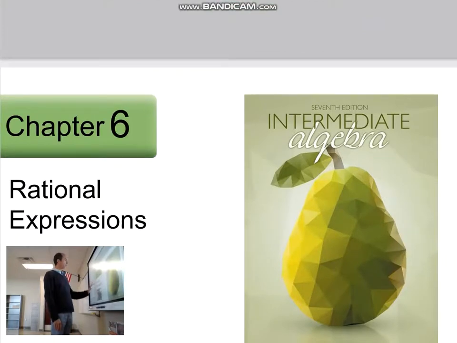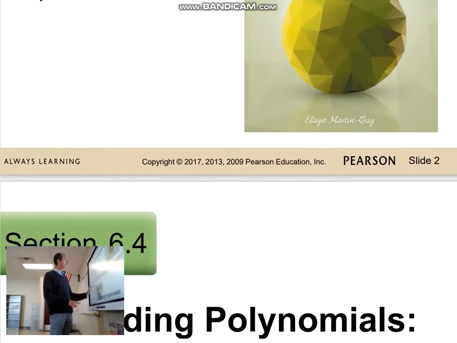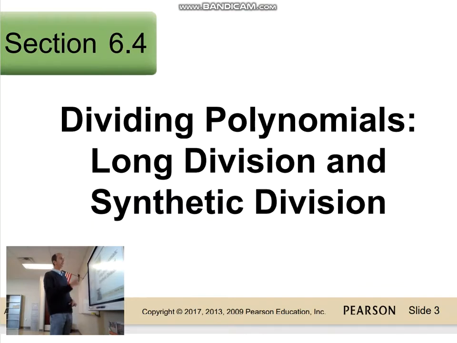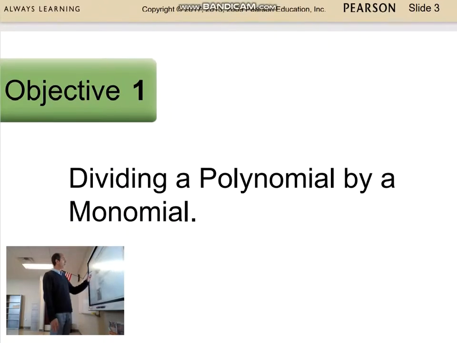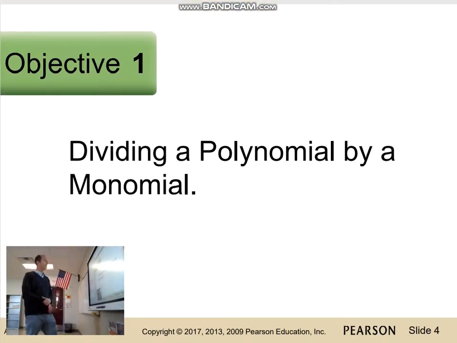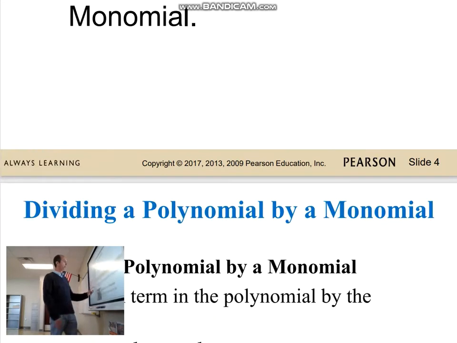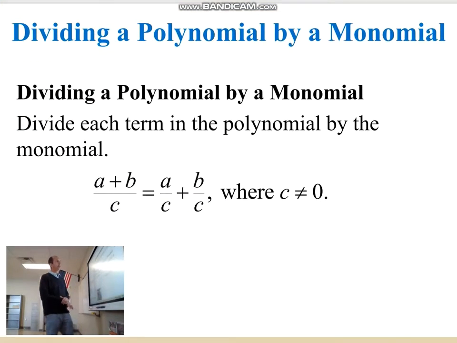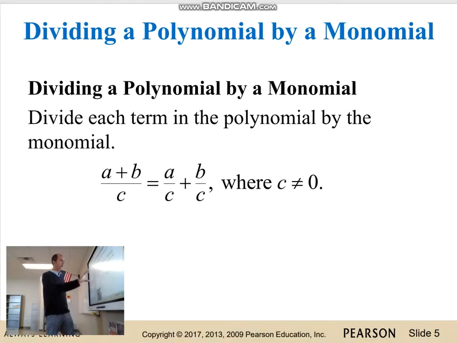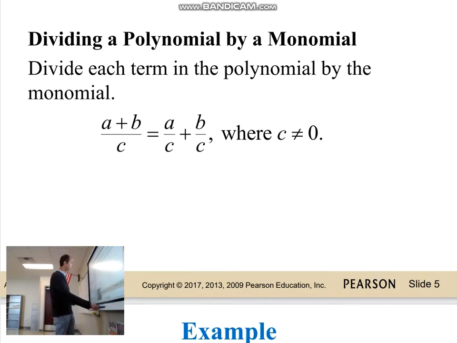We will work today on chapter 6, Rational Expressions, section 6.4, Dividing Polynomials, Long Division and Synthetic Division. The first objective is dividing a polynomial by a monomial. When you are dividing a polynomial by a monomial, you divide each term in the polynomial by the monomial. So let's say you have a plus b divided by c. You can split it and write a over c plus b over c, when c is different from 0, right?